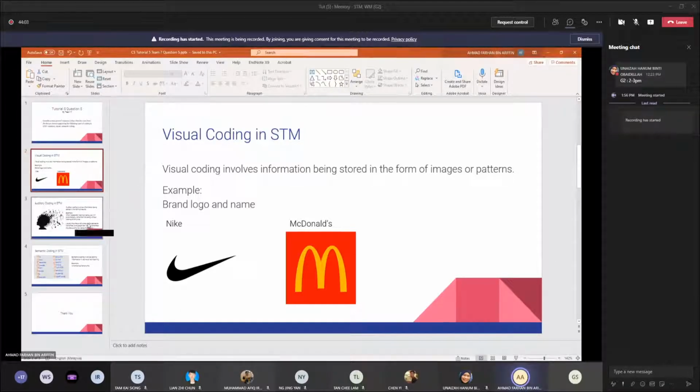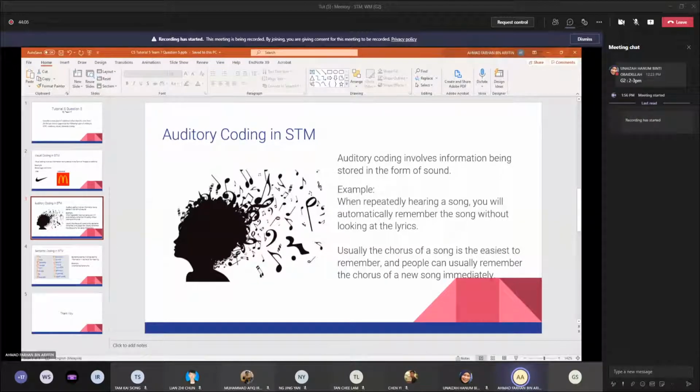The next is auditory coding. Auditory coding involves information being stored in the form of sound. For example, when we repeatedly hear a song, on the radio or TikTok, we will automatically remember the song without actually looking at the lyrics. And usually the chorus of the song is easier to remember as it is catchy or meaningful. So people can usually remember the chorus of a new song immediately.